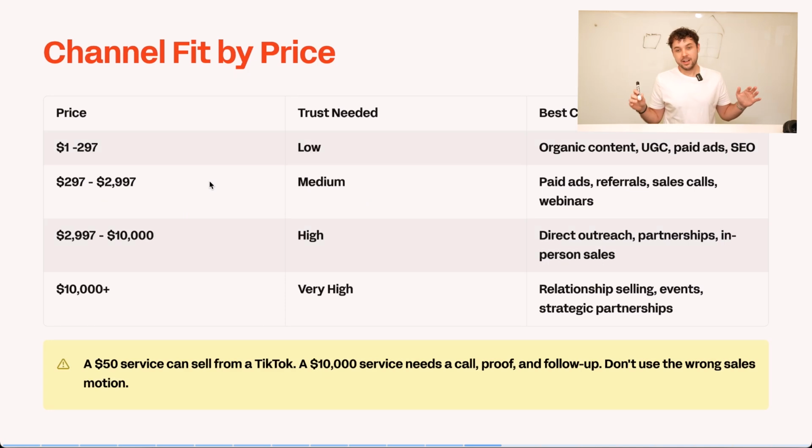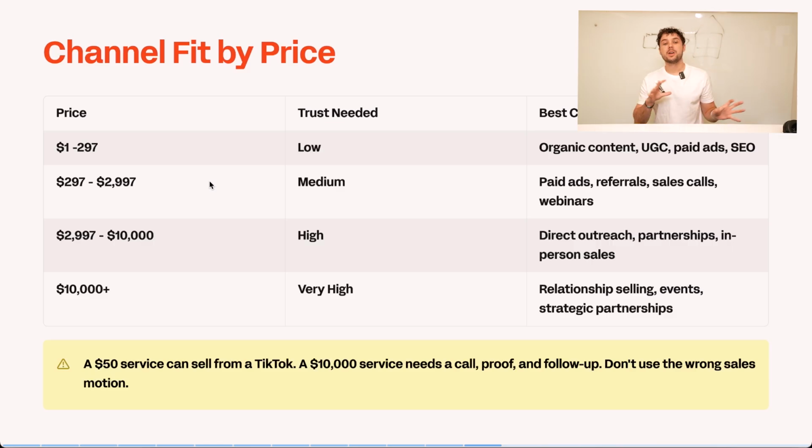So you could just sell through organic content like TikTok or Instagram, maybe UGC, paid ads, or SEO. Like if you sell a $5 app that counts people's calories, let's just use that example. You could literally just make one piece of content. Someone on their feed that wants to count their calories would see it and be like, oh, that'd be really useful. Let me go download it. It's very low risk, so very low trust is needed.